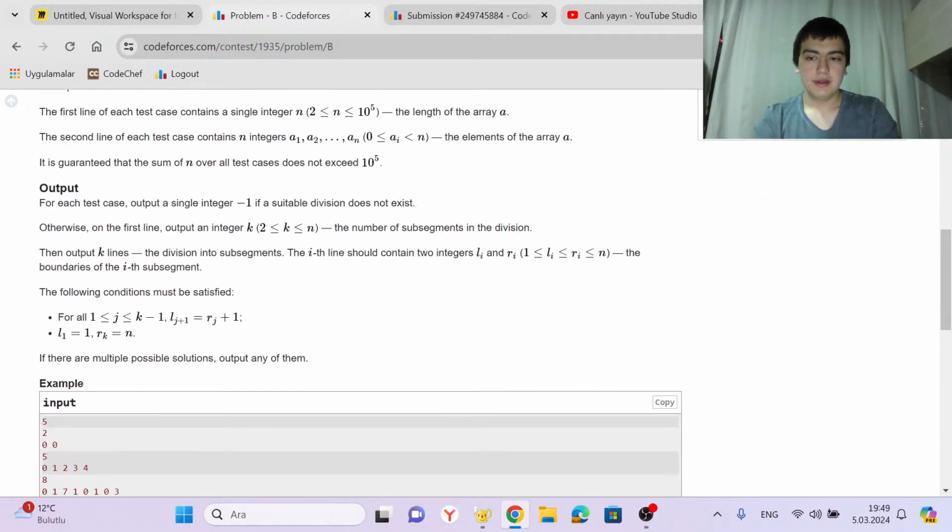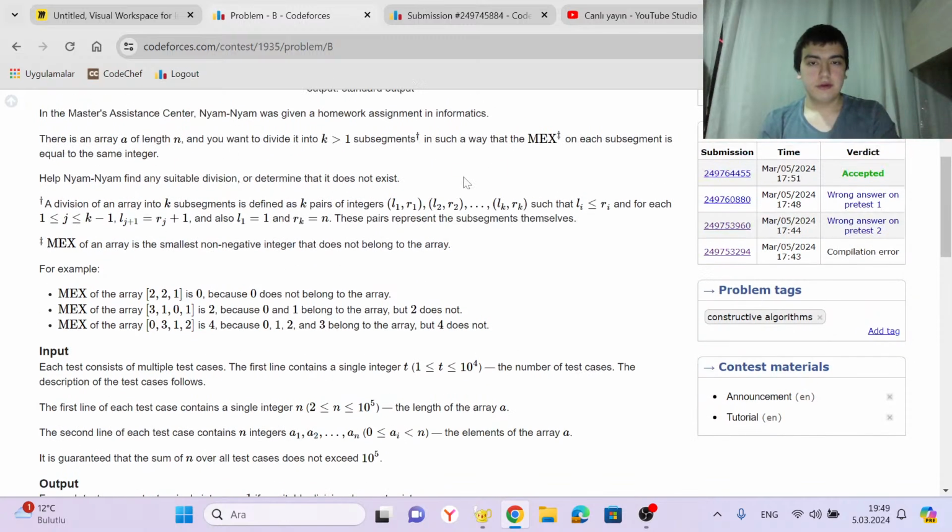Okay, let's look at this problem. First of all, we should see, I think that in this problem, if I divide the array into two subsegments, is it enough, or should I divide the array into more? Is there any case where I should divide the array into more than two subsegments? I have thought about this question, so let's look at it.